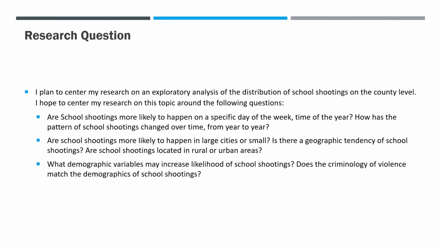As I move towards the where: are school shootings more likely to happen in large cities or small? Is there a geographic tendency of school shootings? Are school shootings located in rural or urban areas? And the why: what demographic variables may increase likelihoods of school shootings? Does the criminology of other violent crime match the demographics of school shootings?